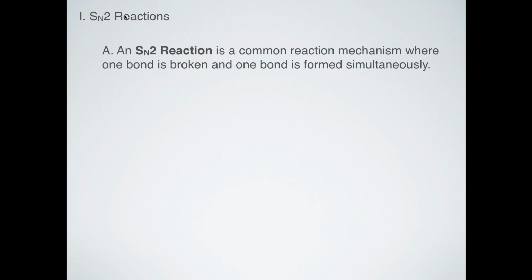All right, so what exactly am I talking about? An SN2 reaction is a very common organic chemistry reaction where a bond is broken and a bond is formed all at the same time. So here's a real example and a representation of it in ball and stick form. I have CH3SH, which is called methane thiol, and I have CH3I, which is called iodomethane.